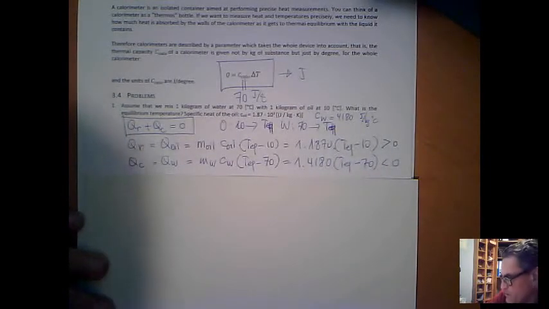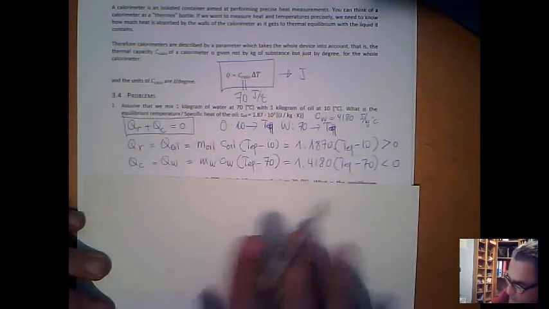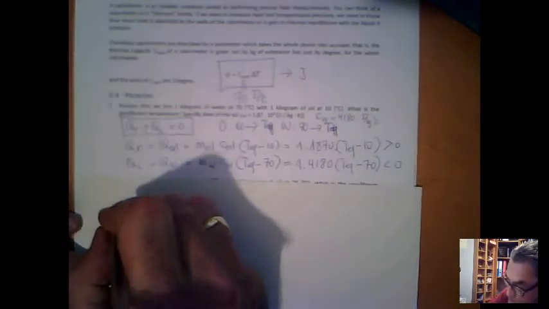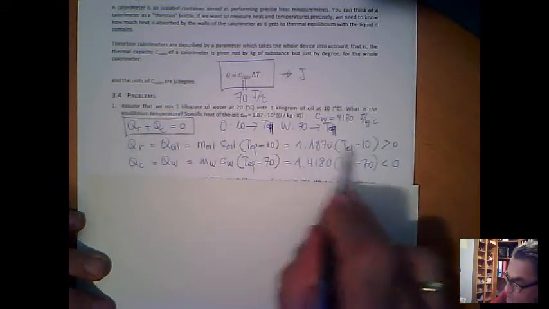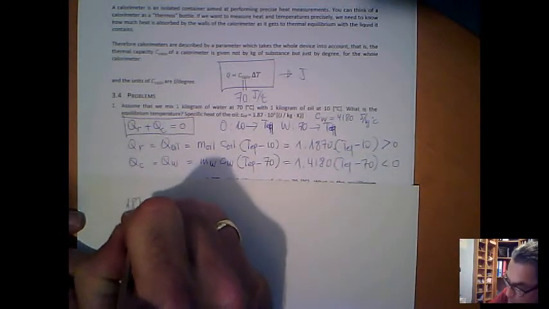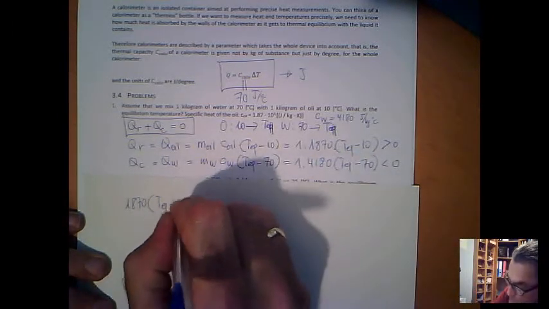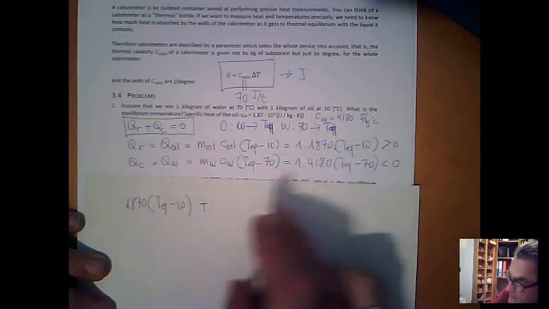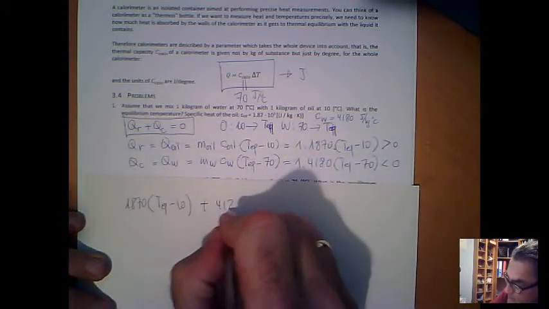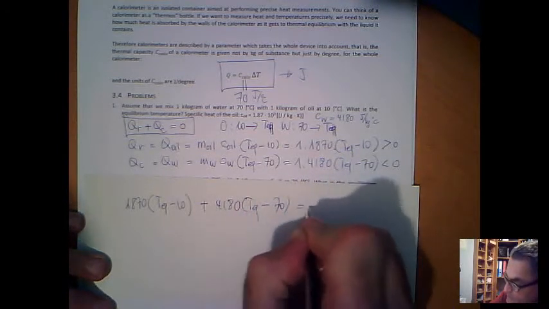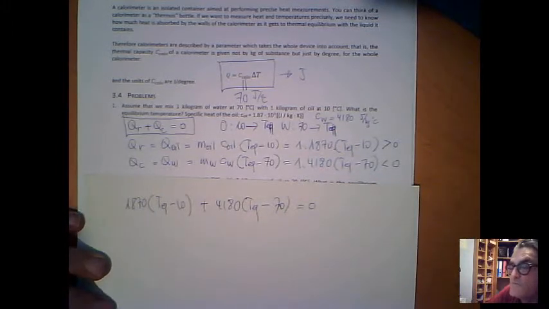Okay, now what do we do? How do I solve this problem? Well, it's like before. I need to take these two terms, sum them up, and impose that the sum is 0. So I have this term here, which is 1870 times the equilibrium temperature minus 10, and then I add to that 4,180 times the equilibrium temperature minus 70, and this should be 0.